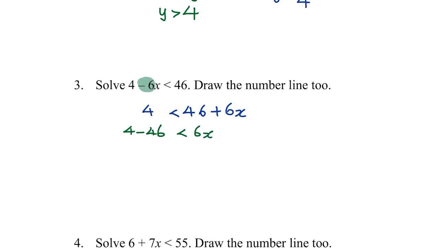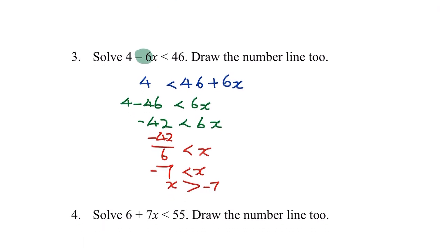And the 4 minus 46, what do you get? Yep, negative 42, less than 6x. And then 6 here is multiplied. If you don't need it, you will divide on the other side. Good. 42 divided by 6 is 7, so negative 7. But then we like to write the unknowns on the left side, right? So here, let's translate it first. x is larger than negative 7. So when we write it back, x is larger than negative 7. x is eating that negative 7, like that.